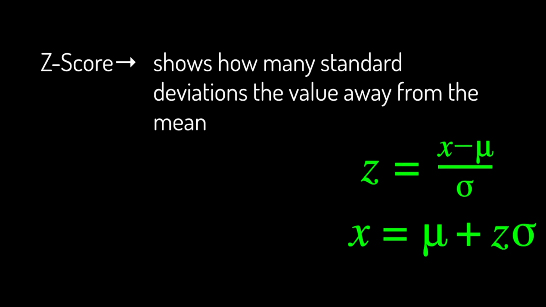Lastly is the z-score. The z-score shows how many standard deviations the value is away from the mean. The way you calculate it is you subtract the mean from the value data x and you divide that by the standard deviation. If you use it the other way, then you can figure out what the x is. X can be equal to the mean plus z-score multiplied by the standard deviation.